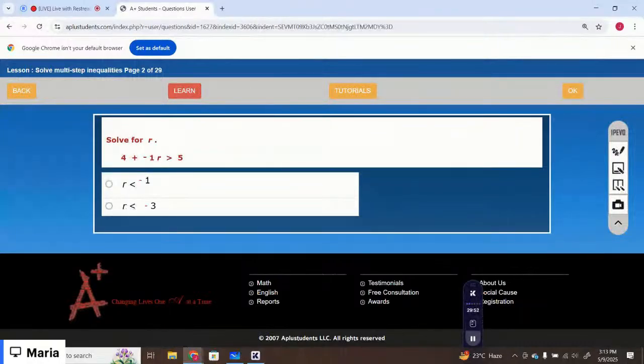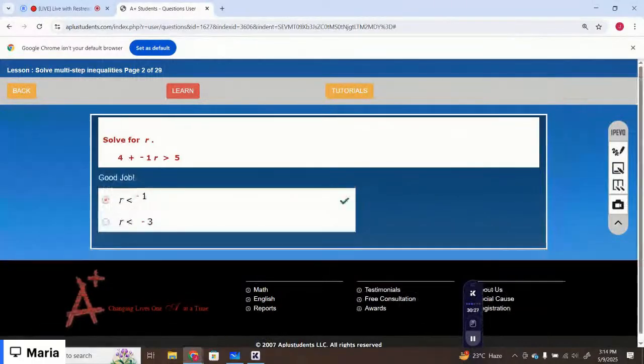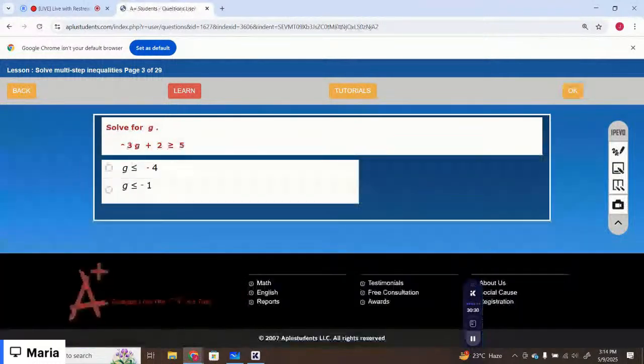Solve for R. 4 plus negative 1 R greater than 5. So which is the correct option? R is less than negative 1. Option number 1 is the correct option. Solve for G. Negative 3G plus 2 is greater than or equal to 5. So 5 minus 2 is 3. Now divide both sides by negative 3. So G is less than or equal to negative 1. Option number 2 is the correct option.